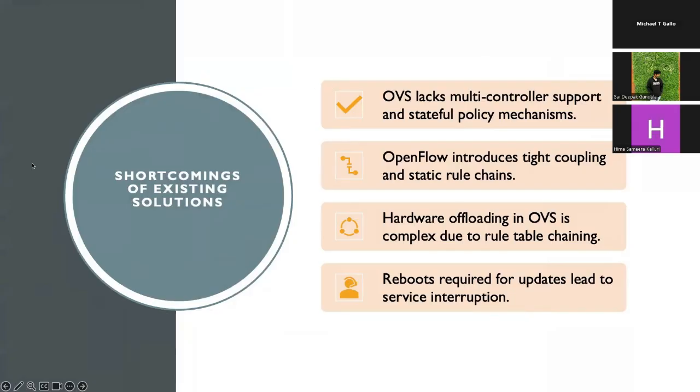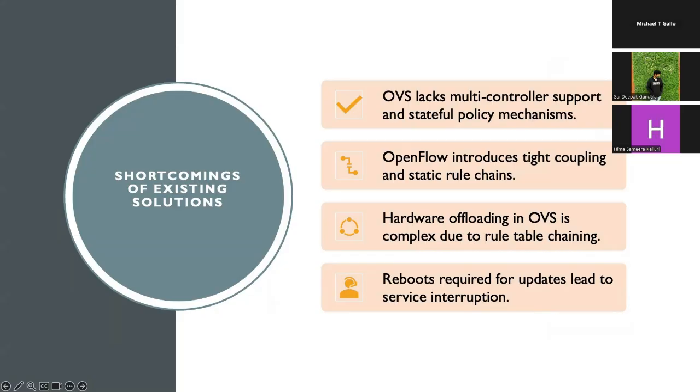So, what are the shortcomings of these existing solutions? Well, they either don't scale well, they lack flexibility, or they can't handle advanced stateful rules. Most are either stateless and support only single controller models, and this creates bottlenecks in multi-tenant cloud environments. They also offer very limited support for dynamic rule updates and hardware offloading. OVS lacks multi-controller support and has no built-in mechanisms for stateful policies. For example, if you need to implement connection tracking for security groups in OVS, you need external components like conntrack, adding complexity and potential performance bottlenecks.